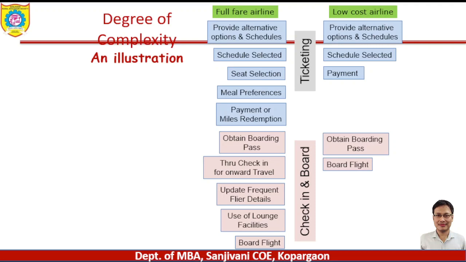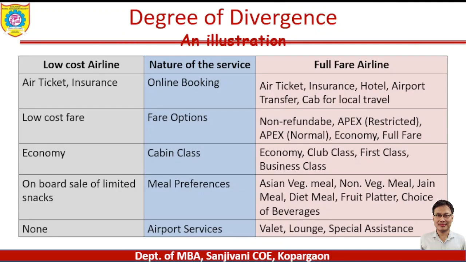So that means the degree of customer contact and complexity is far more in case of full fare airline as compared to the low cost airline. So this is one of the reasons why even the ticket fare of full fare airline are much higher than the low cost airline. This next slide shows the degree of divergence, continued from the previous example of full fare airline and the low cost airline.